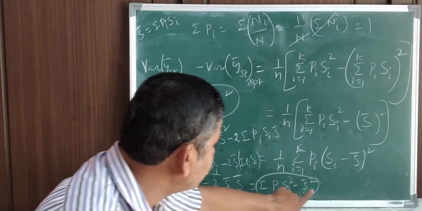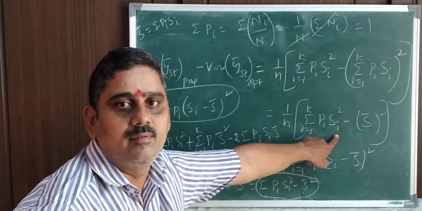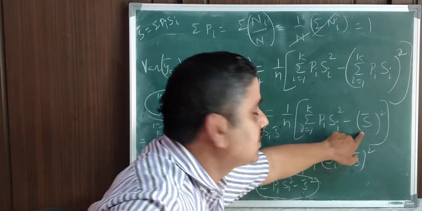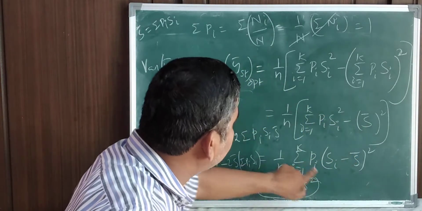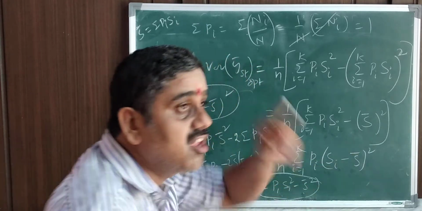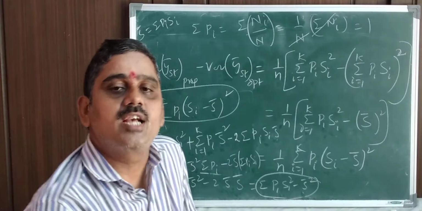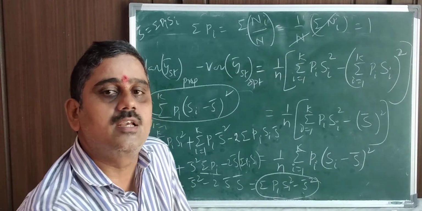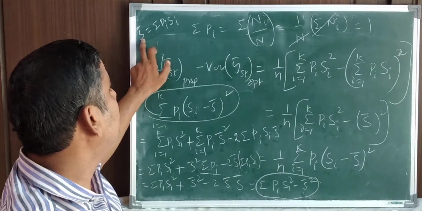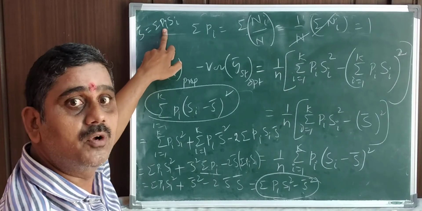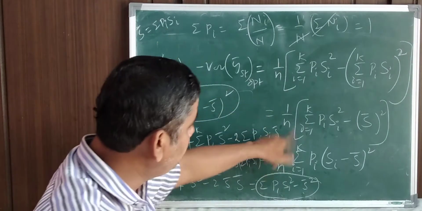So summation pi (si square minus s bar square), that is the result. Summation pi (si square minus s bar square) can be written as summation pi into (si minus s bar) whole square, if s bar is equal to summation pi si. You remember, if you consider s bar is equal to summation pi si, i is equal to 1 to k, then this will be true.